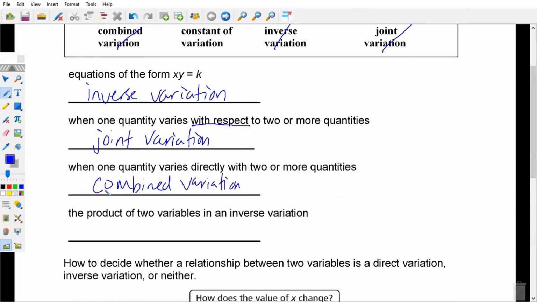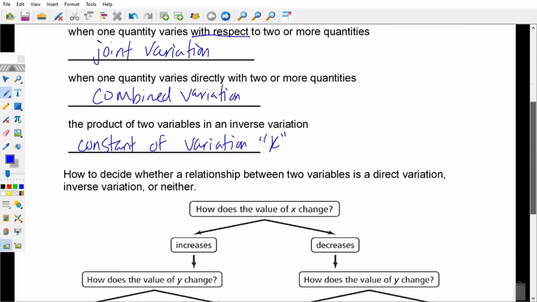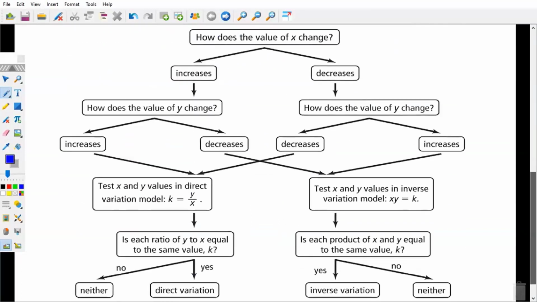All right, the product of 2 variables in an inverse variation is called the constant of variation. That's going to be our k value. All right, so how do we decide whether a relationship between 2 variables is direct variation, inverse variation, or neither? We do this by looking at our flowchart here.